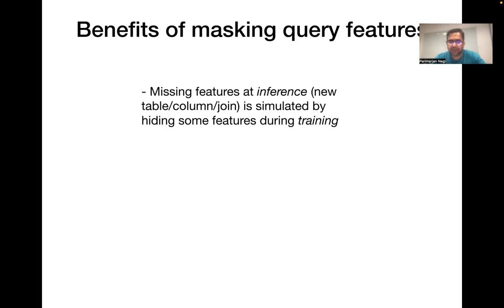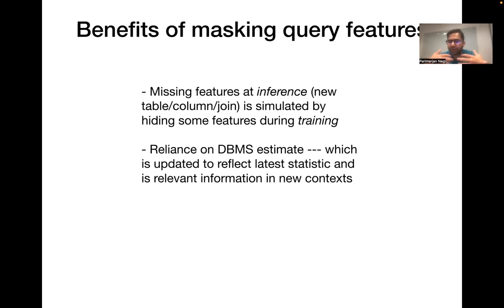But there are also other benefits. One key benefit that we see more in the more complex workloads is that they're missing features at inference, like some new table join and so on. And this masking technique simulates that by hiding some of these query features during training. But we always have up-to-date database statistics. So even when some features are missing, the database statistics still tell us important information, and we keep them. And so we rely more on those as well. And this is helpful to both data update scenarios and changing query templates.